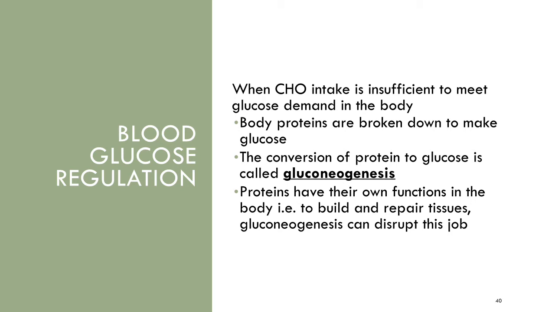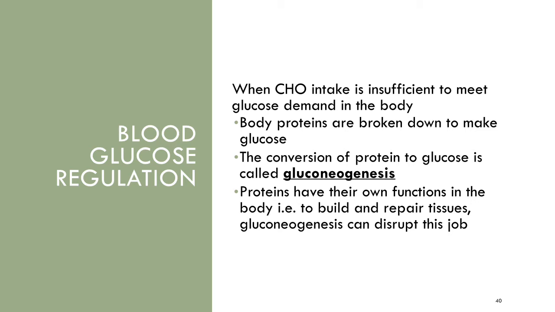So when the carbohydrate intake is inadequate or insufficient to meet the glucose demand in our body, what happens? First, body proteins will be broken down to make glucose. Remember, our body needs glucose for energy. The unit of energy in our human body is always glucose. Although protein can be an energy provider, protein has to be converted to glucose so that our body can use the glucose as the energy unit.